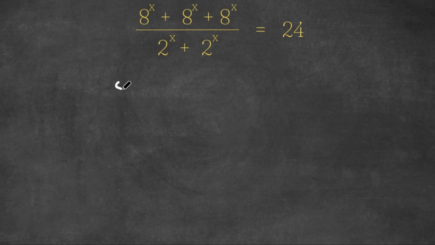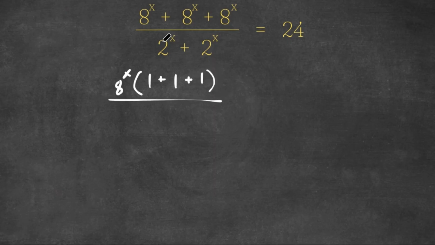Now what I'm first going to do is factor out a to the power of x from the numerator. So now we have a to the power of x times, a to the power of x divided by a to the power of x is 1, plus 1, plus 1. And now we're dividing this by 2 to the power of x times, after factoring out 2 to the power of x from the denominator, 1 plus 1. This is equal to 24.